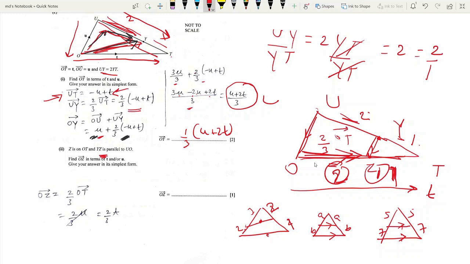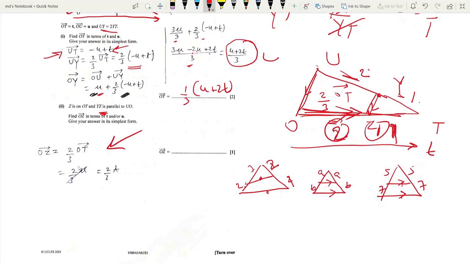So 2 over 3 OT, and OT was T. So simple, right? Here you can check, here I have written OZ equals 2 over 3 OT. This is wrong. 2 over 3 and OT is T. So 2 over 3 T you can write here. This is for 1 mark. It is for 1 mark, not for writing too much.